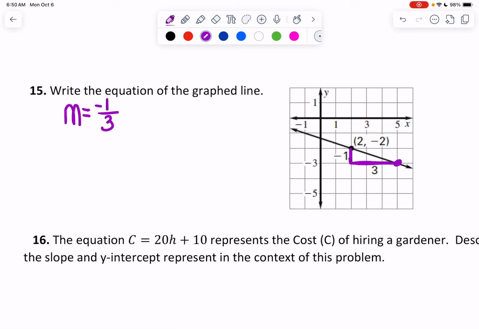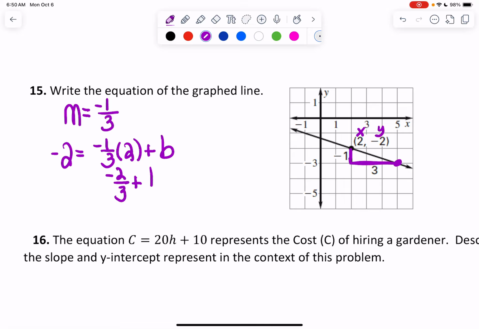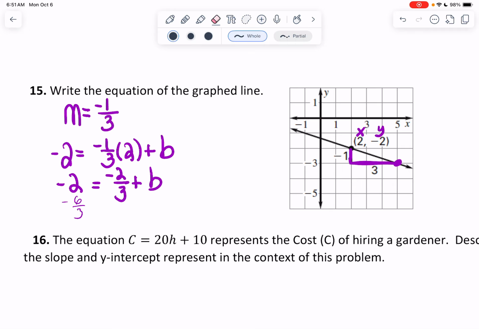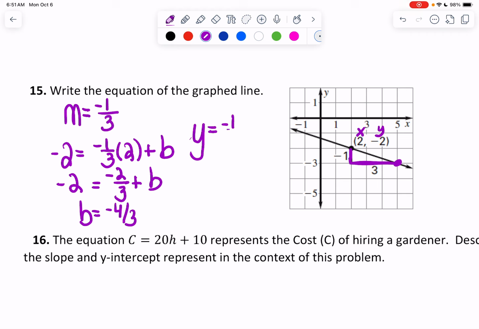Okay, so this part here. And then this is x, this is y, so it'd be -2 equals -1/3 times x, which is 2, plus b. So in other words, that would be -2/3 plus b, and that would be equal to -2. You would add 2/3, so -6/3 plus 2/3 would be -4/3 for b. Again, you can just plug that in your calculator. So the equation is y equals -1/3 x minus 4/3.